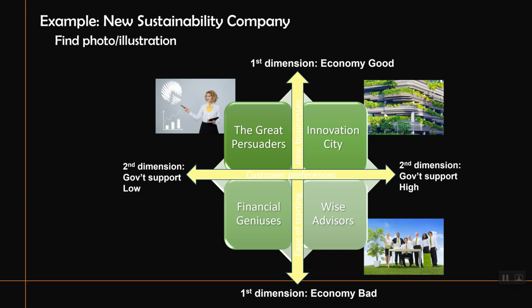The two less desirable scenarios have poor economies. With high government support, you can be wise advisors, making recommendations for the best use of available funds and grants. In the worst scenario at bottom left, you need to be financial geniuses, finding ways that can save the businesses money while making them more sustainable.